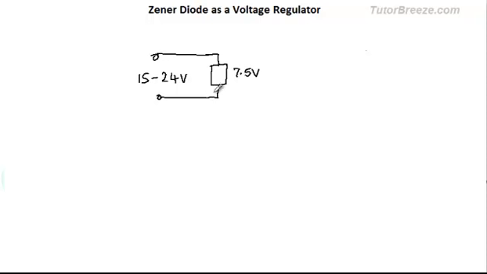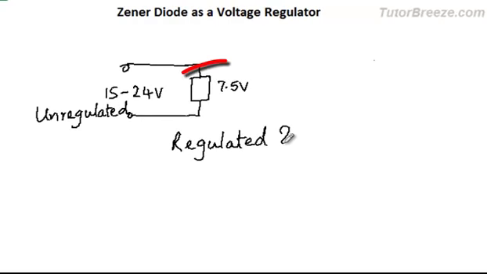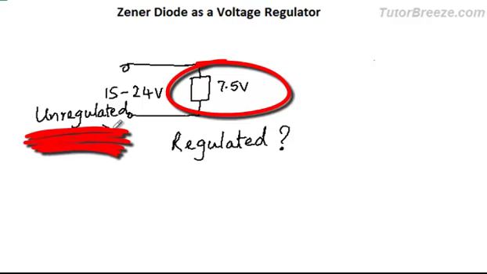So now what we need is a regulated or a constant voltage, and what we have over here is a varying or an unregulated voltage. Now how can I obtain a constant or regulated voltage from this unregulated voltage?